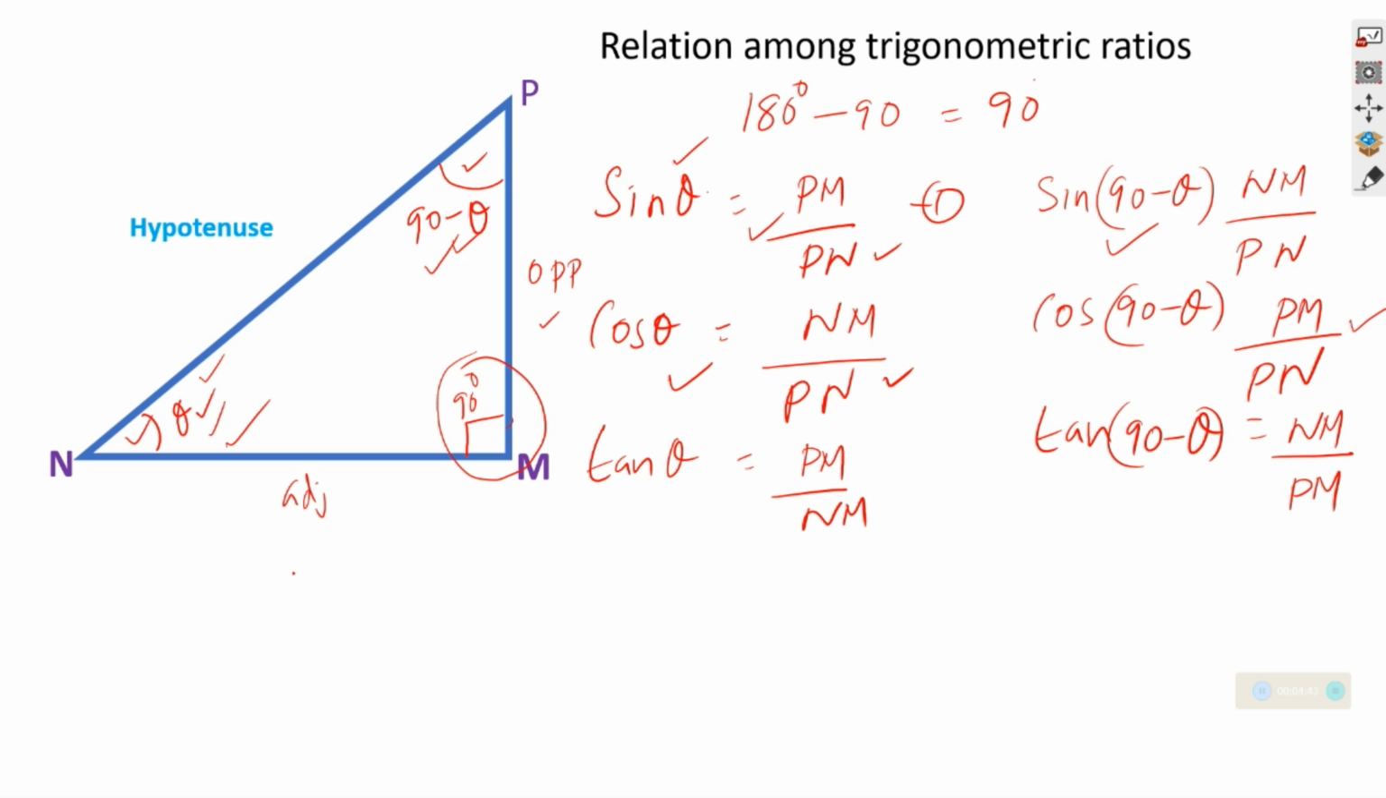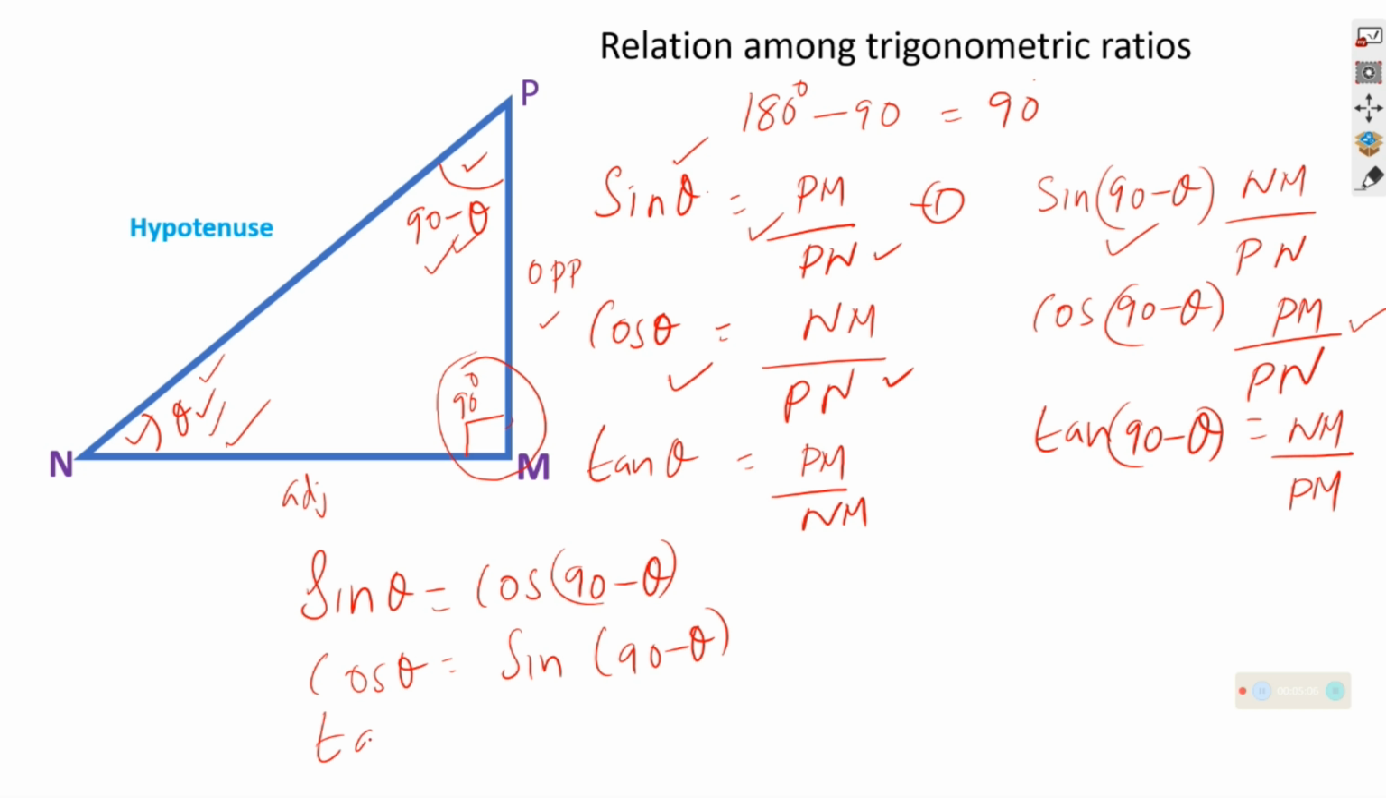We can simply rewrite in such a way that sine theta is equal to cos 90 minus theta in this case, correct? And cos theta is equal to sine 90 minus theta. This also we observed. And as these are inverses, if we simply write tan theta into tan 90 minus theta, what will happen? It will be multiplying Pm upon Nm into Nm upon Pm, and the answer will become 1.